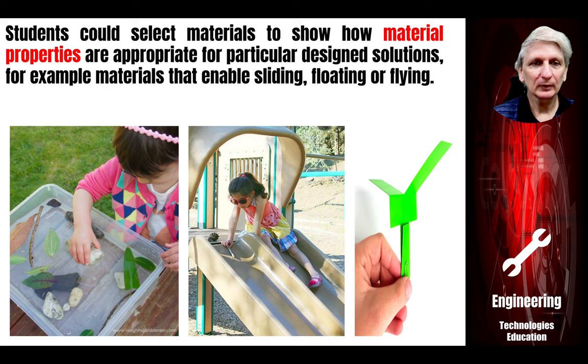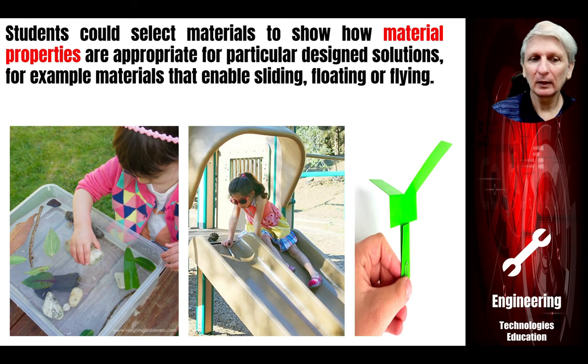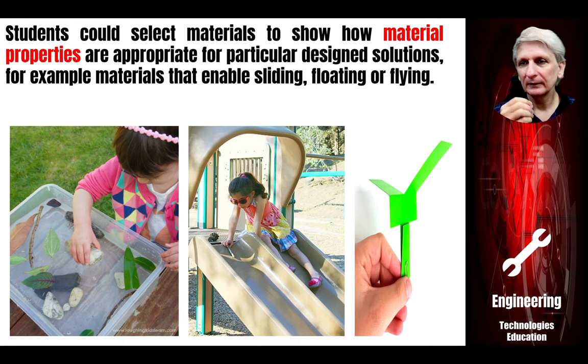Another example is looking at the different materials. For example, which things float better than others? Which things slide better than others in terms of their friction? Which things fly better than others? Paper planes and little paper helicopters and things of that nature. So we're exploring different materials in these different circumstances. So the fact that a smooth ball will roll down much better than a rough ball, that polystyrene floats better than wood, that paper flies better than cardboard.